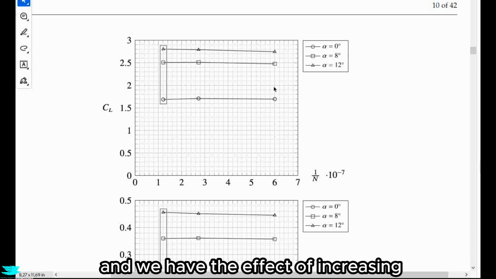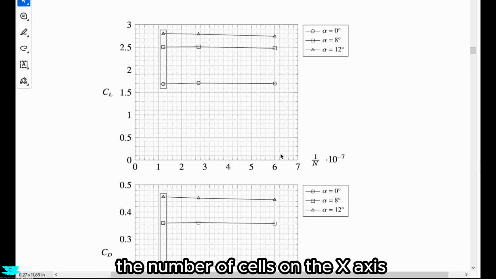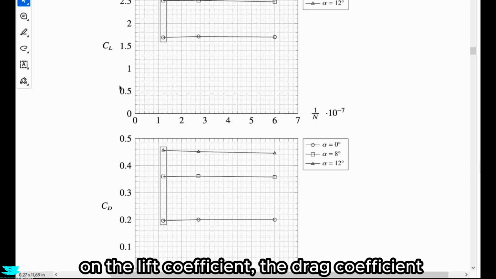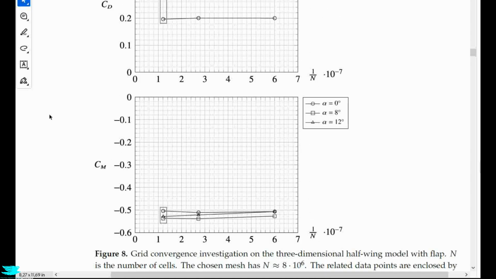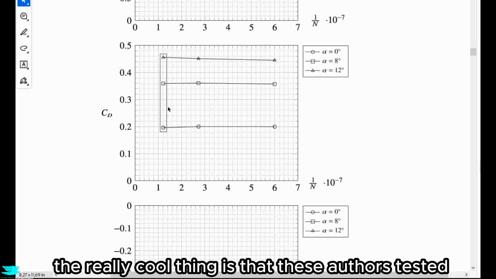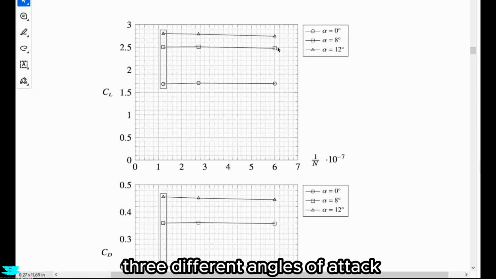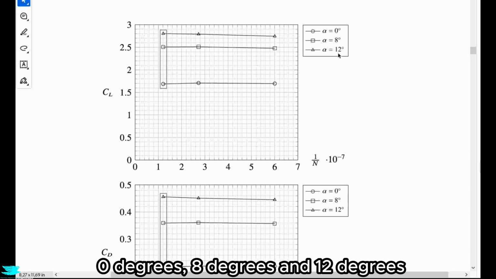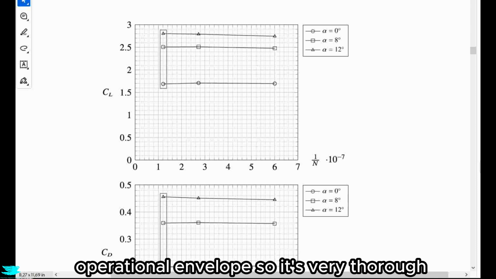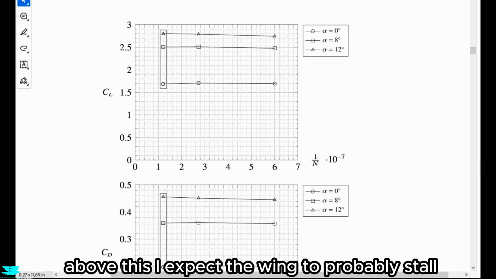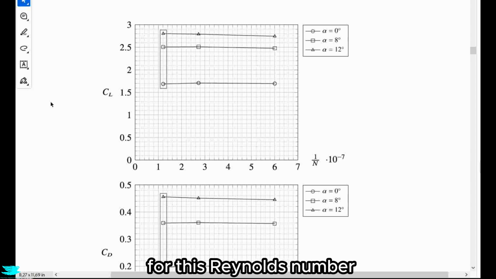And we have the effect of increasing the number of cells on the x-axis, on the lift coefficient, the drag coefficient, and the pitching moment coefficient as you go from top to bottom. The really cool thing is that these authors tested 3 different angles of attack, 0 degrees, 8 degrees, and 12 degrees, and these 3 angles span most of the wing's operational envelope, so it's very thorough. Above this, I expect the wing to probably stall for this Reynolds number.